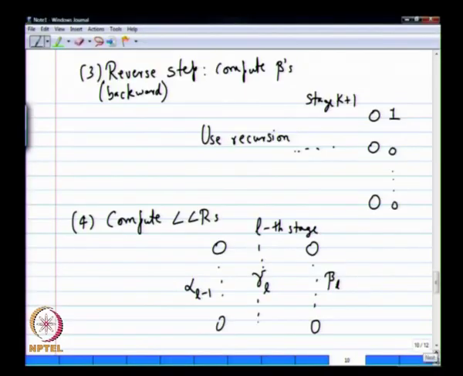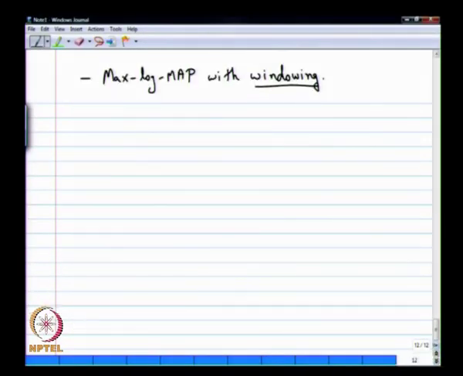So if we are done with questions on BCJR, I want to just quickly summarize convolutional codes.